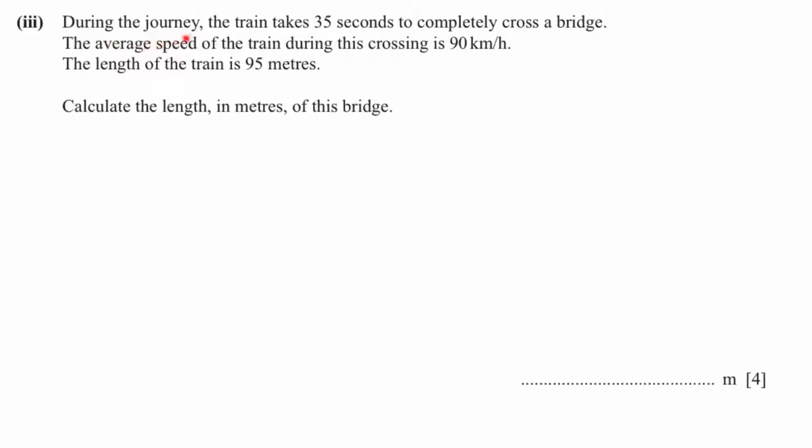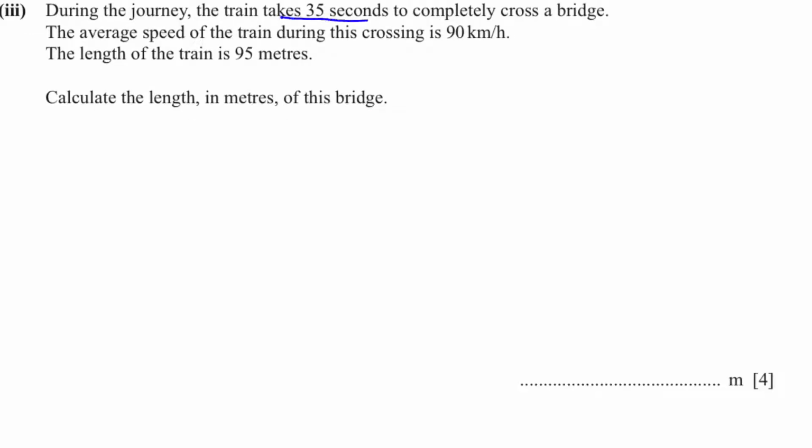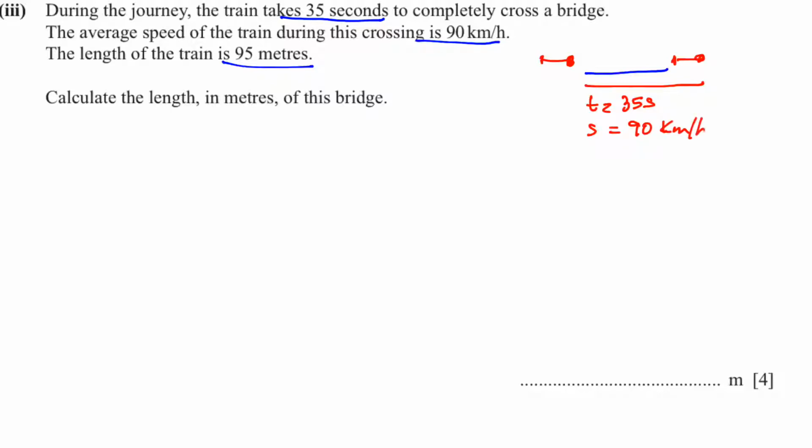Part 3. During the journey, the train takes 35 seconds to completely cross a bridge. The average speed of the train during this crossing is 90 kilometers per hour, and the length of the train is 95 meters. Calculate the length in meters of this bridge. So the time the train takes to completely cross a bridge is given to us, the average speed of the train is given, and the length of the train is given to us. If this is your bridge and the train is here, and it completely passes over here, this time has been given to us. That is, it takes 35 seconds and the speed is given to us, that is 90 kilometers per hour.